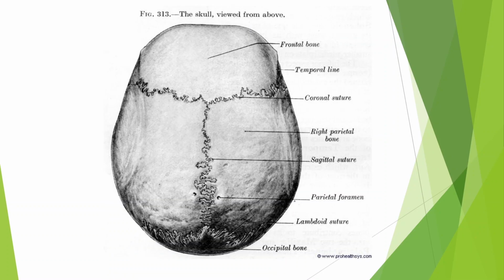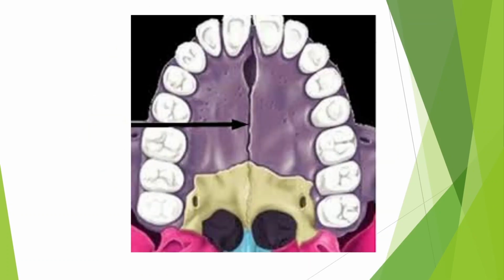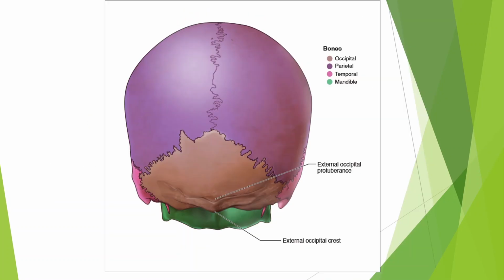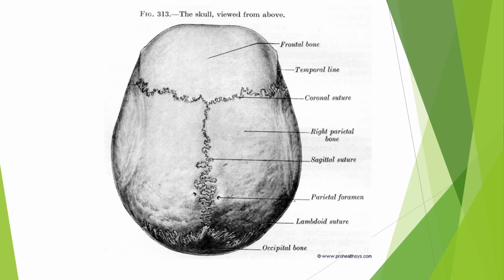superior aspect of the head, seeing the top of the head. Here you can see the frontal bone and the coronal suture. Coronal suture is the suture that connects the frontal bone and the parietal bones. Parietal bone and parietal bone is the sagittal suture, and parietal bones and occipital bone is the lambdoid suture, and parietal bone and the temporal bone is the squamous suture. Those are all the sutures that are important. Very important, and they also are the biggest actually.